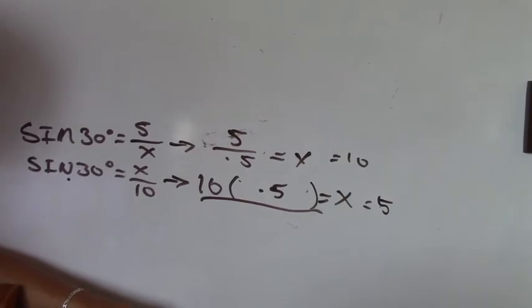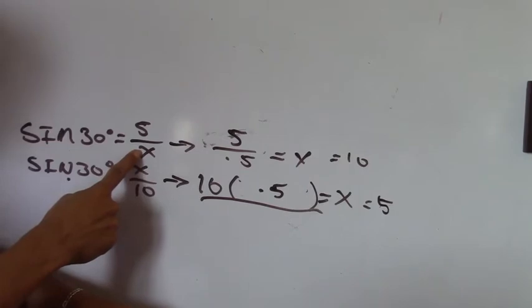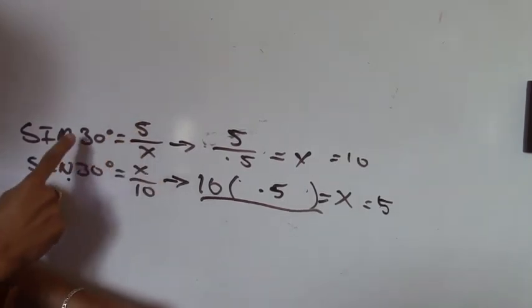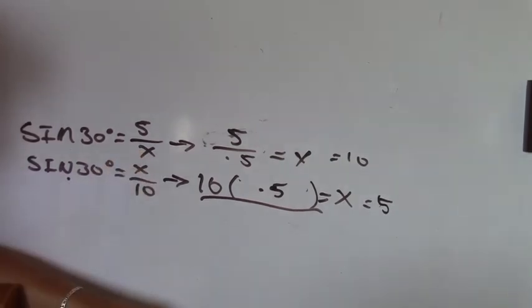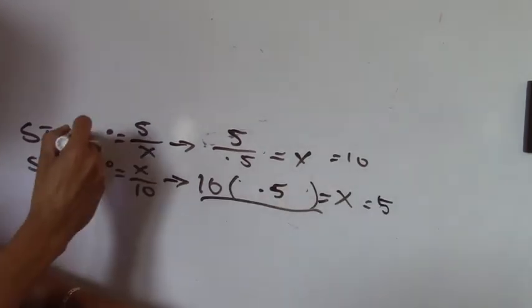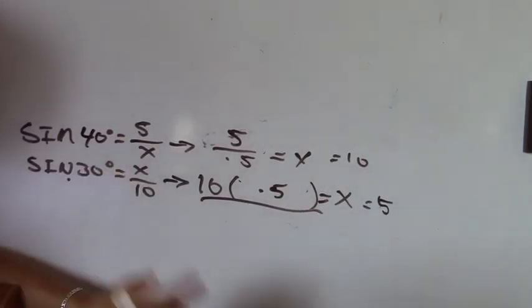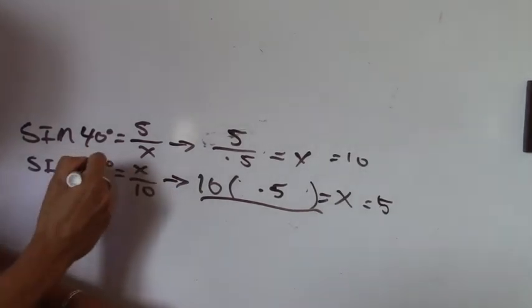So if I know the degree and I know one side, I can figure out the other side of my problem. Here is opposite. So if I know this is 30 degrees and that's 5, then I know that this right there has got to be 10. Now, if I change this, let's change it to 40 degrees. Well, now I got to know what the sine of 40 is. You understand? Mm-hmm. And if I do over here, I got to do sine 40. So what do I got to do?